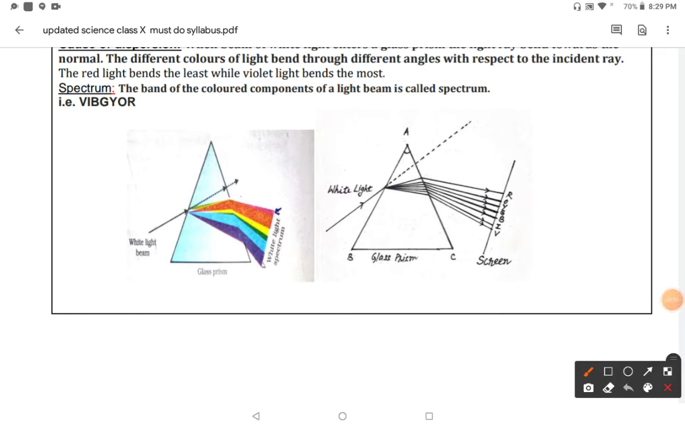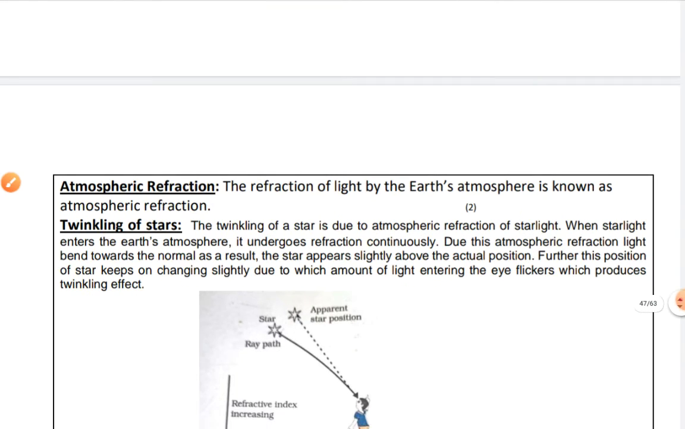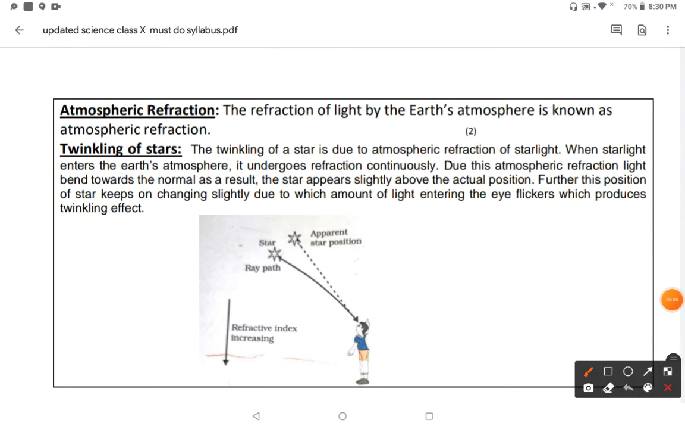So what is a spectrum? The band of color components of a light beam is called a spectrum. That is called VIBGYOR: violet, indigo, blue, green, yellow, orange, red. Through this experiment, Newton discovered that white light is made up of 7 colors, and after splitting, these 7 colors form a spectrum, in which the bending of the violet color is more than the red one. So the red color has more wavelength as compared to violet. Violet has the least wavelength.